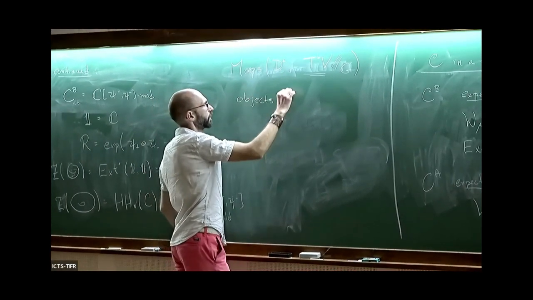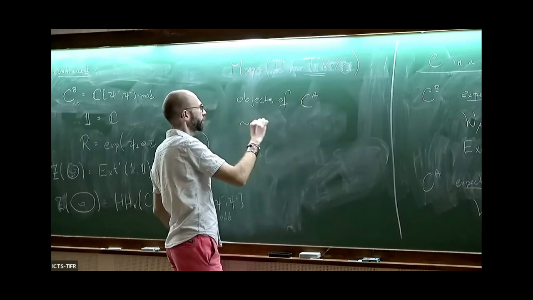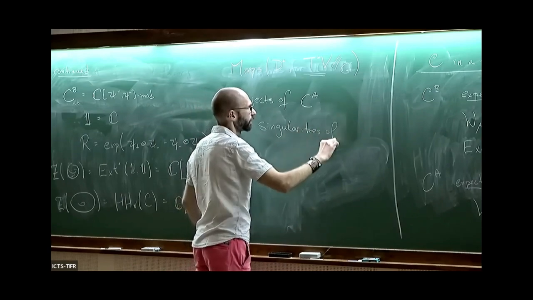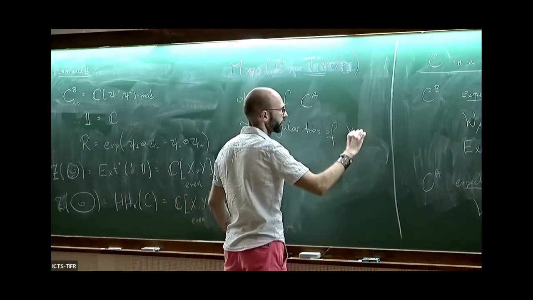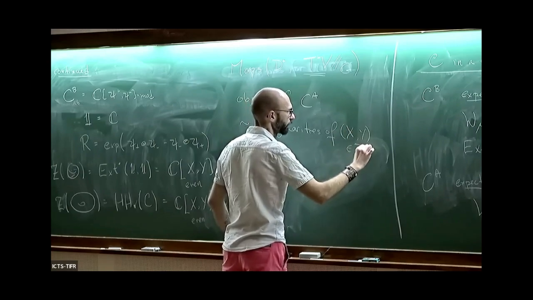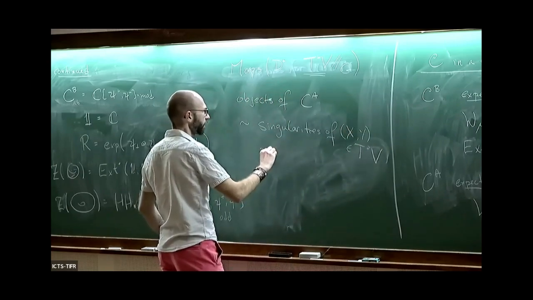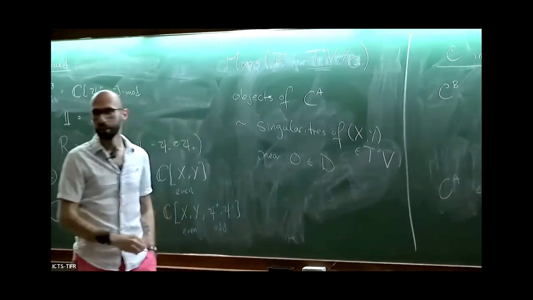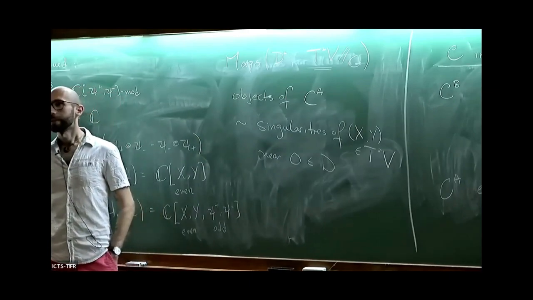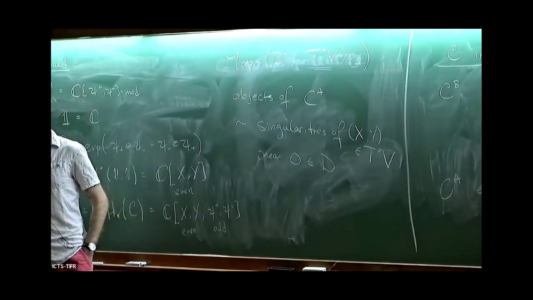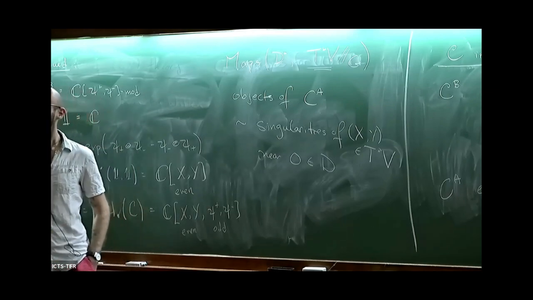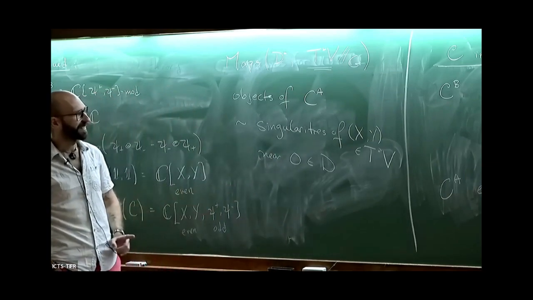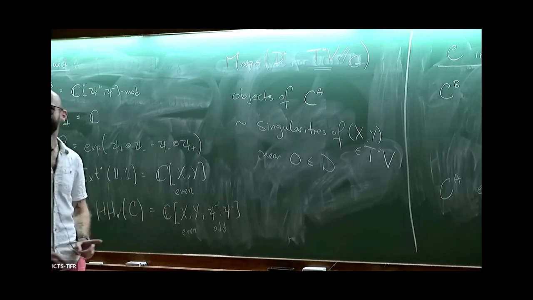Objects of CA deal with singularities of T star V sections near a point. I can actually say what the singularity is. I think I'm going to do that rather than saying the word Lagrangian.